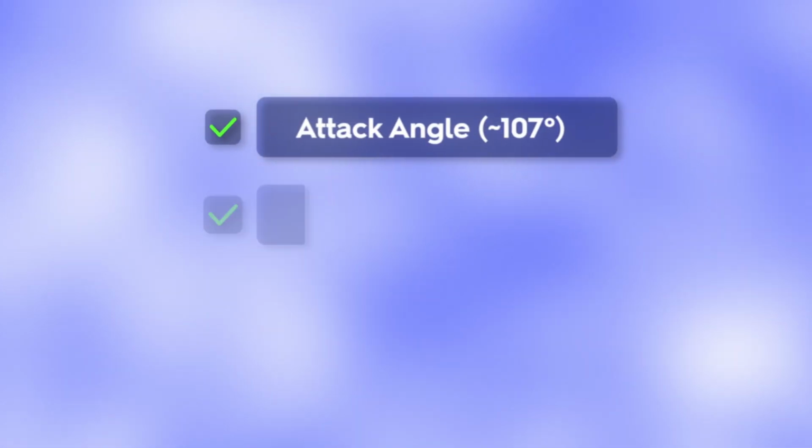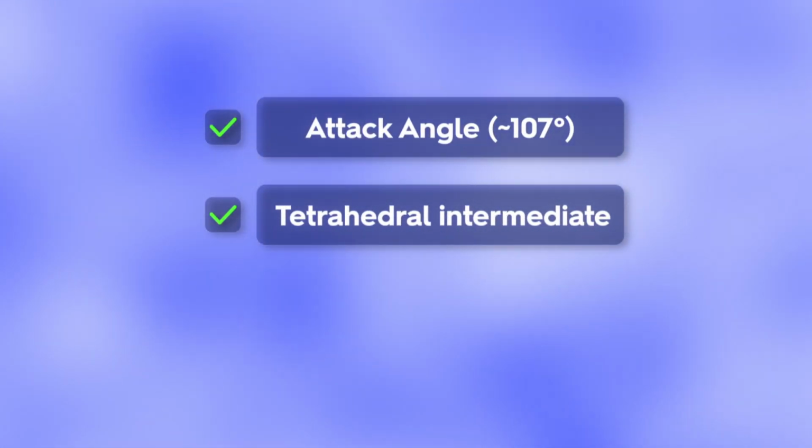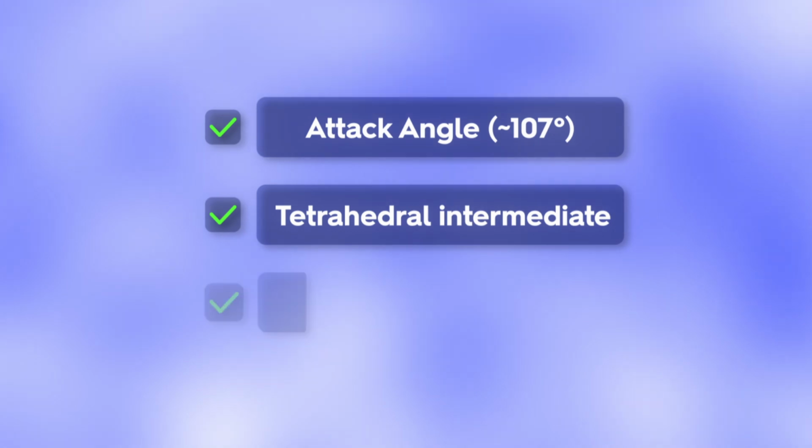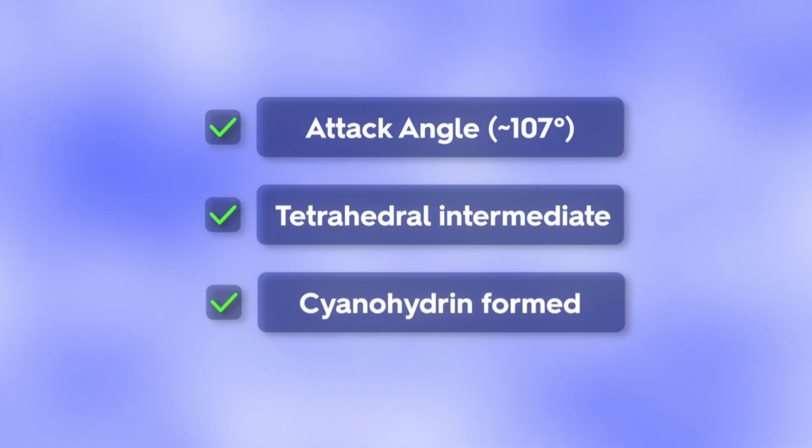So far, we've locked in the attack angle, the tetrahedral intermediate with an anion, and how cyanide gives a cyanohydrin.